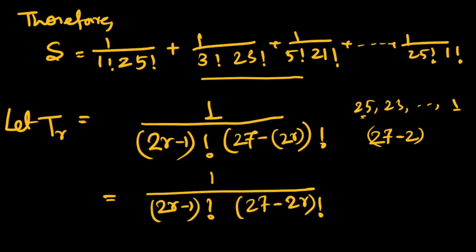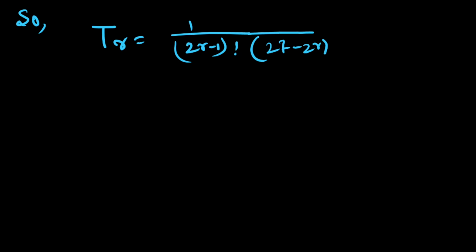We need to show 25, 23, 21 factorial. If we put r equal to 1, then 27 minus 2 is 25 factorial. R equal to 2, 27 minus 4 is equal to 23 factorial. Similarly, r equal to 3 gives 21 factorial, and so on. R equal to 13 gives 1 factorial. So we got Tr equal to 1 over (2r minus 1) factorial (27 minus 2r) factorial.